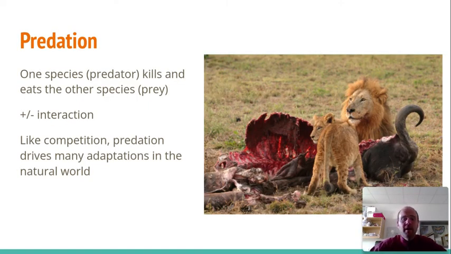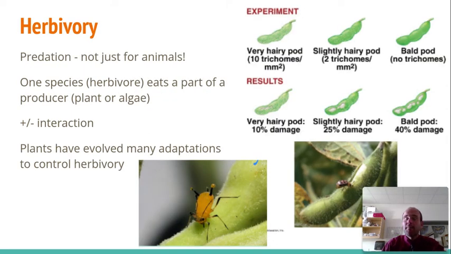Another form of community interaction that really drives a lot of our characters and our traits and evolution is predation. So this is a plus minus because one benefits and one does not. And it's not just animals. So plants, herbivory. This is predation, but where you eat plants, also a plus minus.